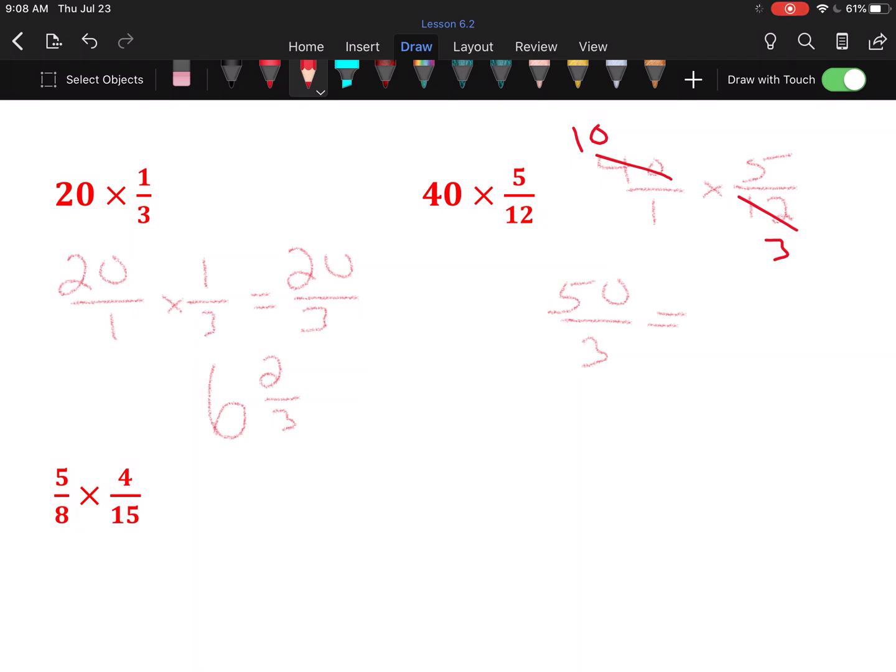The question is, how many 3s can we take out of 50? And I know this, but I bet most of you don't, and that's okay. We can use our division method. We can review this. 3 goes into 5 once. 5 minus 3 is 2. 3 goes into 20 6 times, with a remainder then of 2. So this is 16 2/3.